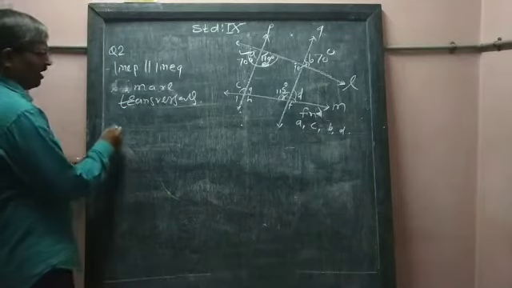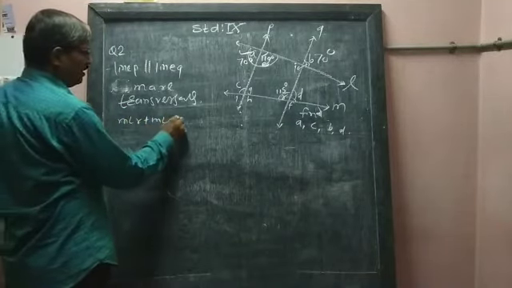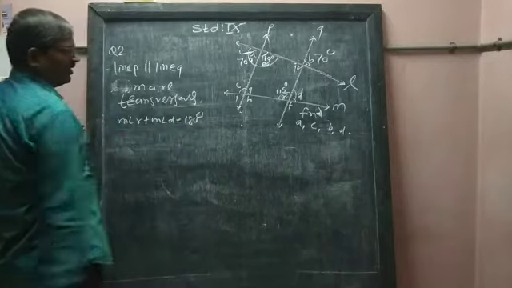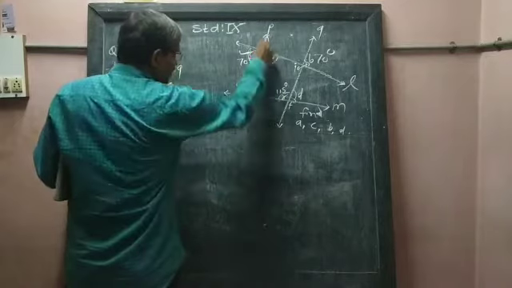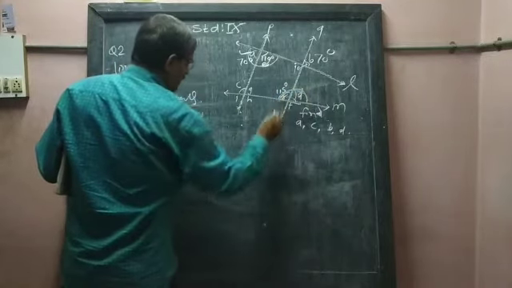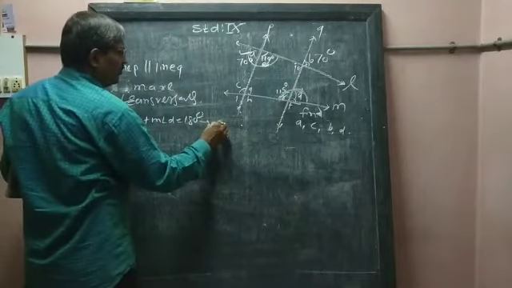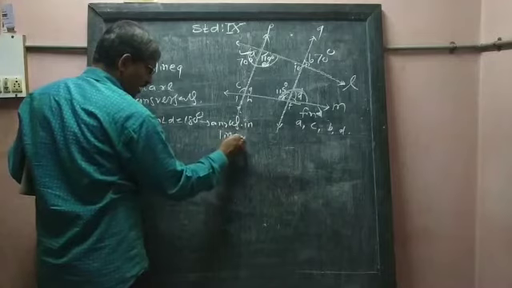Measure of angle R plus measure of angle D is equal to 180 degrees. Look here, these two are parallel lines, this is a transversal. R plus D are angles in linear pair. You should write here angles in linear pair.